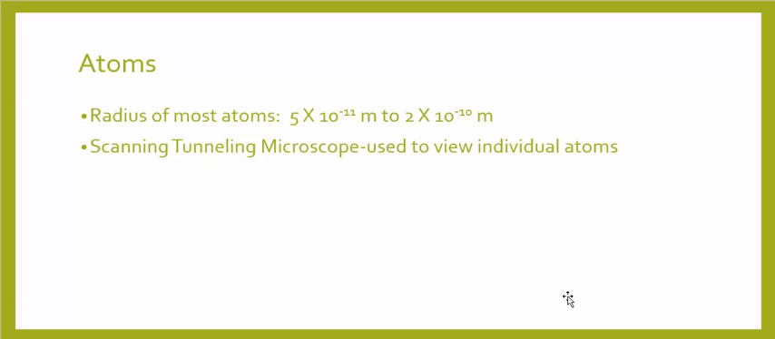The radius of most atoms is very small, 10 to the negative 11th, 10 to the negative 10th meters. You cannot see atoms with a regular microscope. You have to use a special instrument called a scanning tunneling microscope in order to view individual atoms. And we don't have one of these instruments here. They are very expensive. So in order to view individual atoms, we need a special instrument, a scanning tunneling microscope.